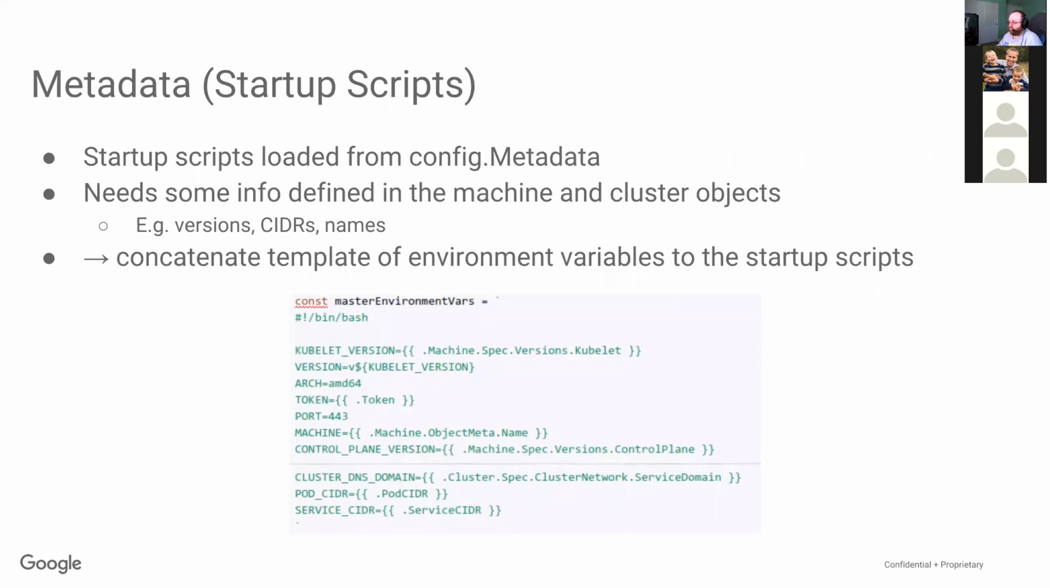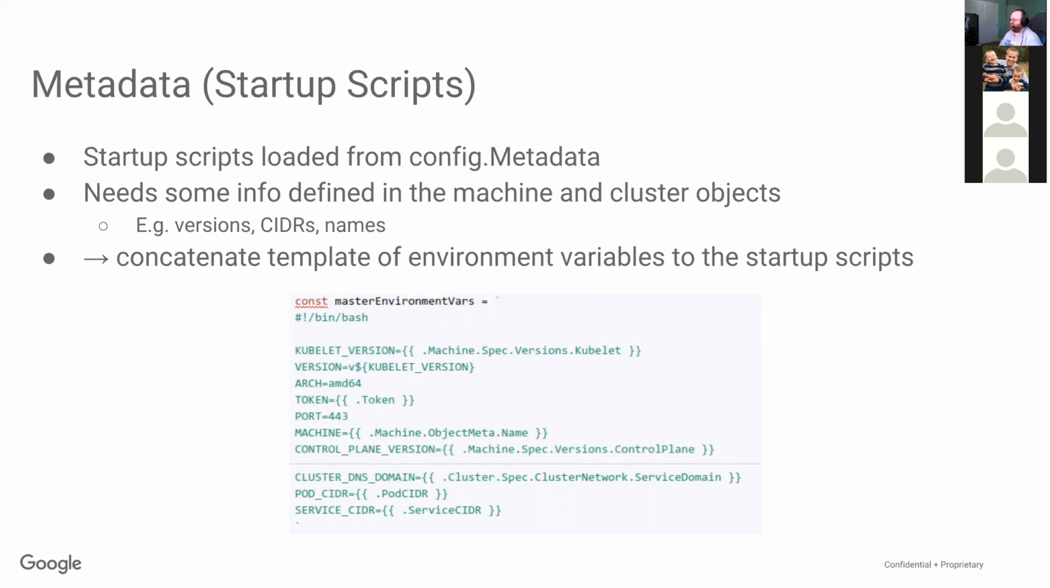For the startup scripts, they're loaded from the config.metadata, but they need some of the information that is in the machine and cluster objects. So currently, I'm just concatenating this template of environment variables to the beginning of startup scripts. This isn't an ideal situation because it requires the users to have bash startup scripts.